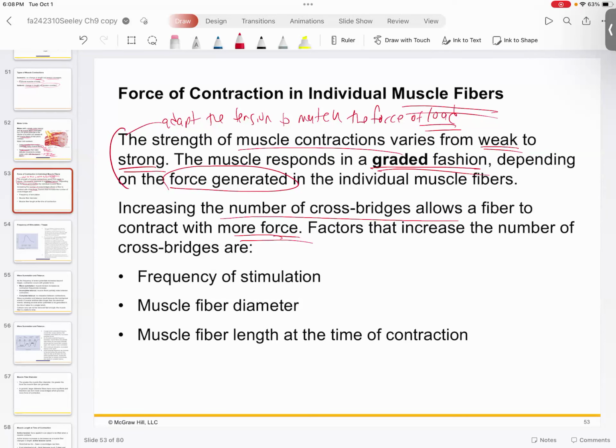One thing that can increase your cross bridge number is, first of all, the number of times that you form these cross bridges per minute. So if you keep attaching, detaching, attaching, and detaching, then I can basically spend more of my time attached and pulling than unattached, right? So that's one way to do it. The other one is the diameter of the muscle fiber. Increasing the diameter will give me more myosin connection, and that'll give me more power. By the way, this is bodybuilding.